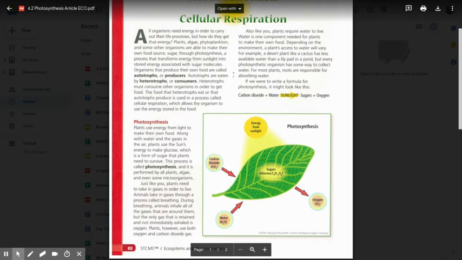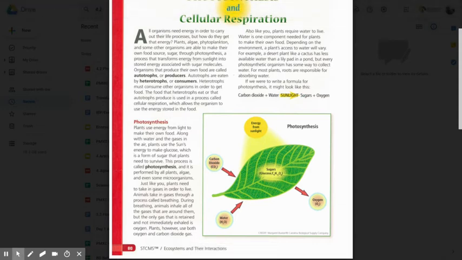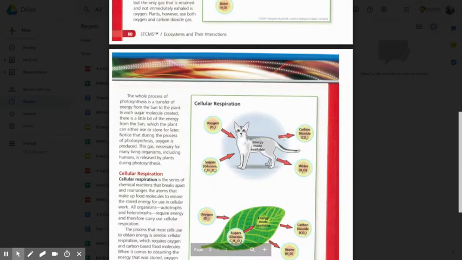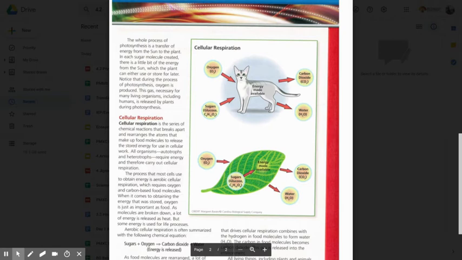If we were to write a formula for photosynthesis, it might look like this. Carbon dioxide plus water in the presence of sunlight creates sugar and oxygen. The whole process of photosynthesis is a transfer of energy from sun to the plant.